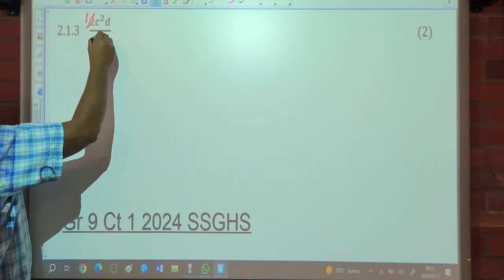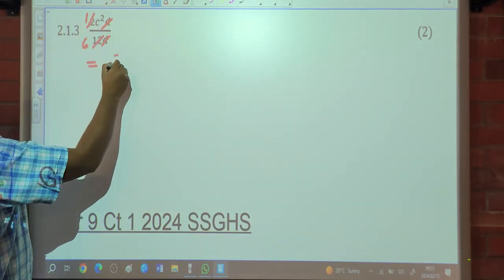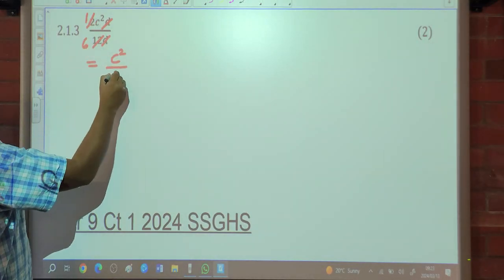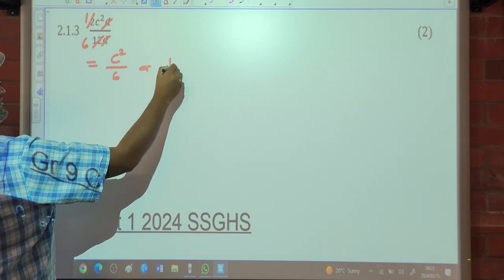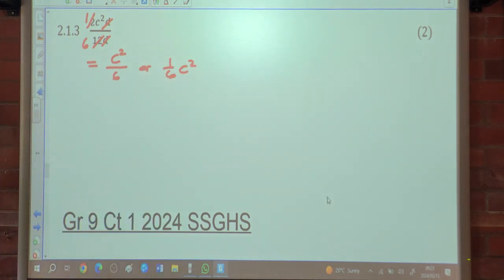2 goes into 2 once, 2 into 12, 6 times. The d's is gone, not so? So the c squared is on top over 6. Either way gets you the answer. Okay. Easy, no?